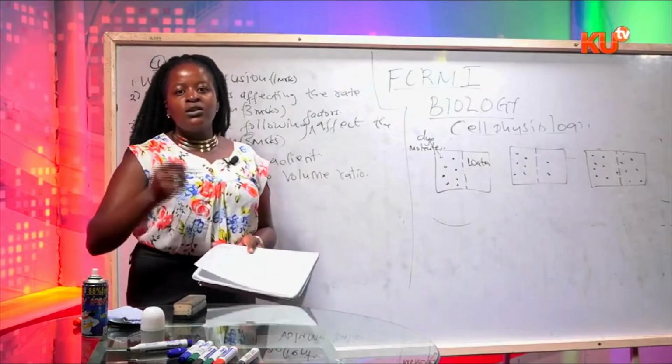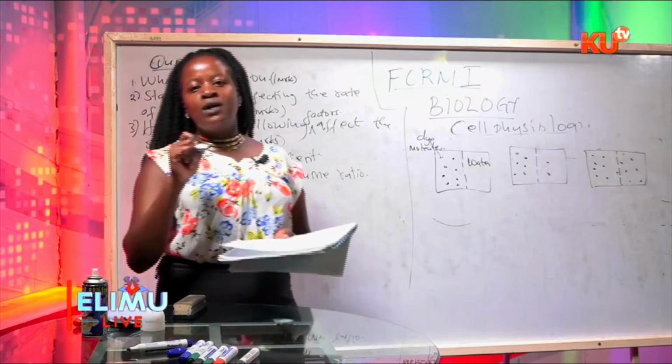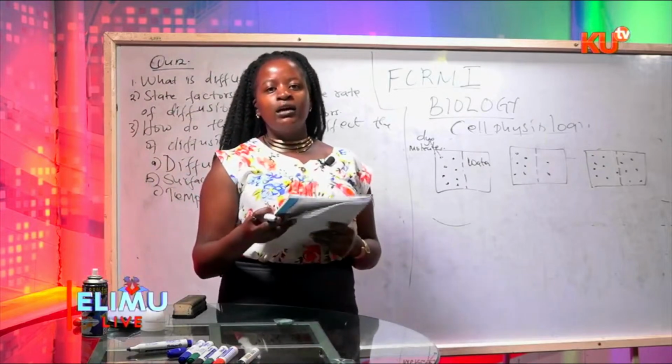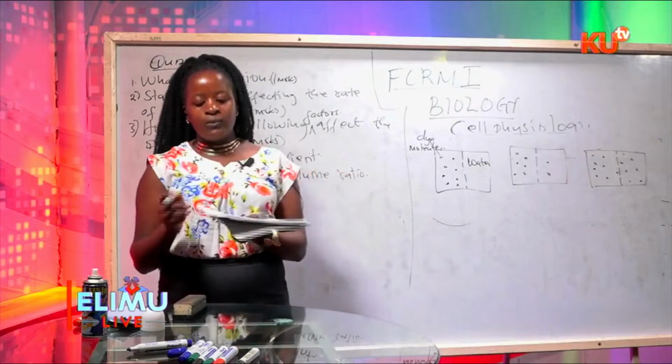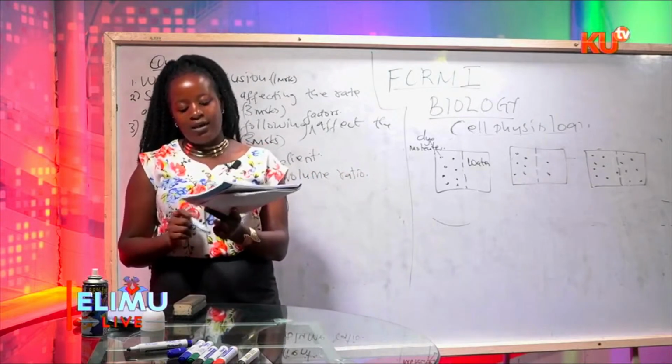So that simply shows you that the process being tested is diffusion. When you're writing diffusion, ensure that you have the correct spelling. Don't leave out the F. We write diffusion with double F.